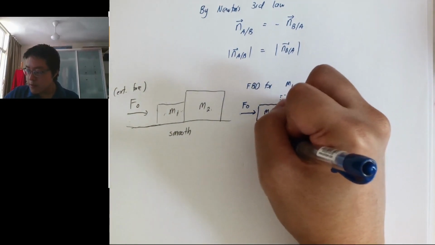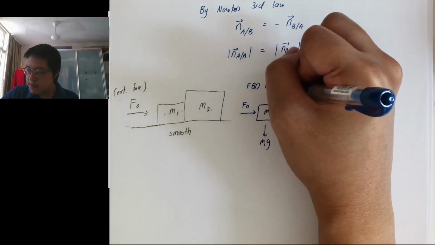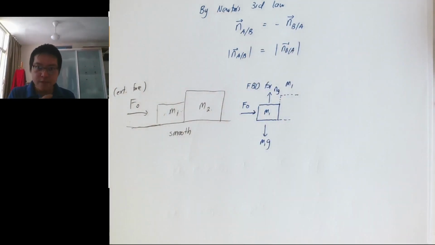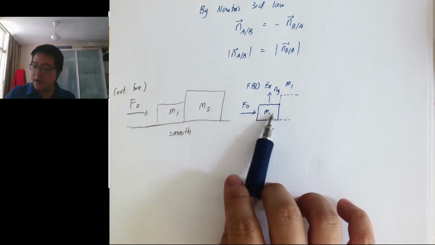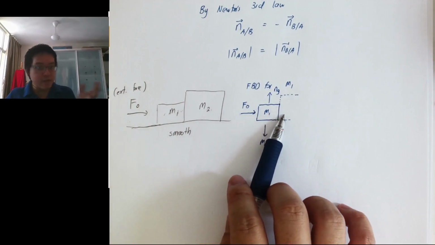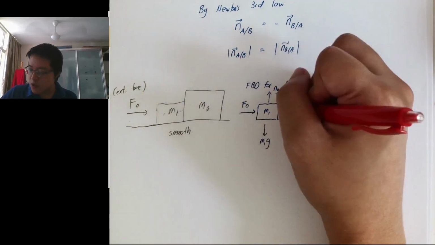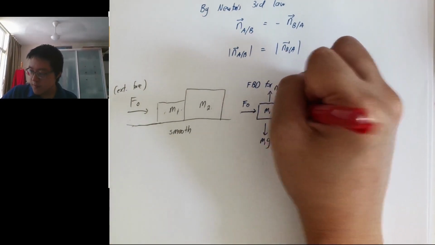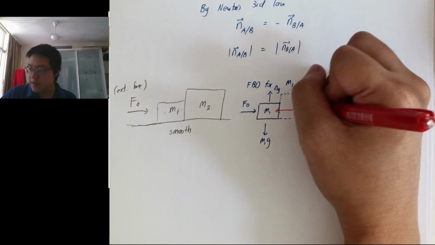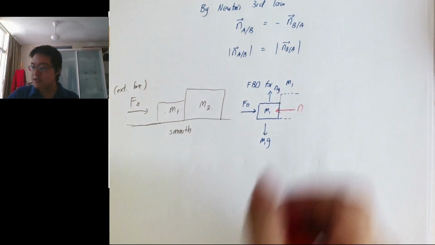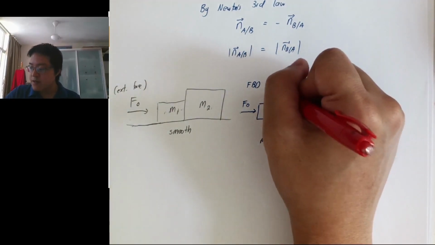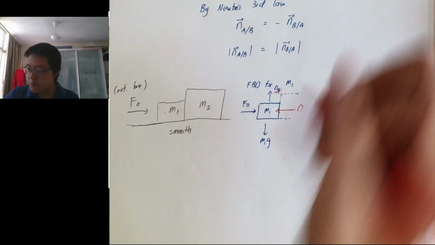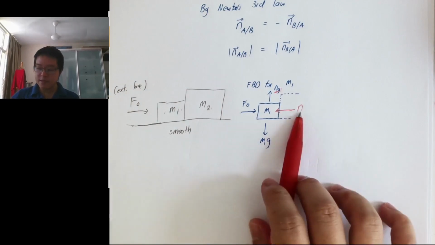M1 has a weight, and there's a normal force coming from the ground, but we do not care about the vertical forces at the moment. And then M1 is touching M2. When you're touching something, usually there is a normal force. I'll just call this N. This one is the normal force with the ground, which I don't care about, N ground 1. So there's a normal force over here.